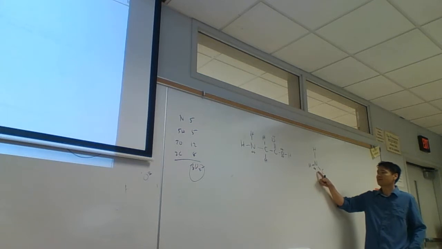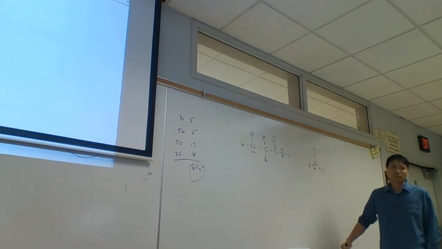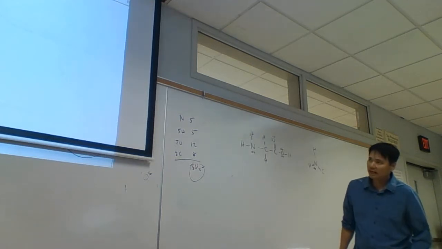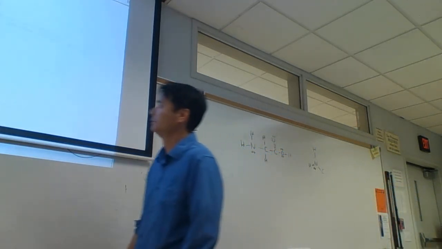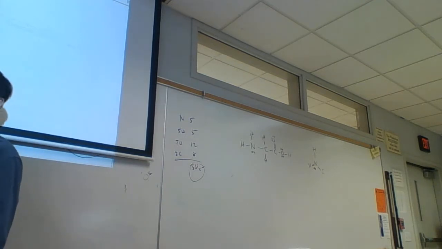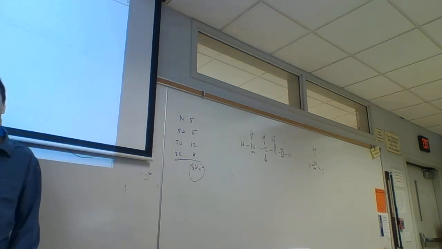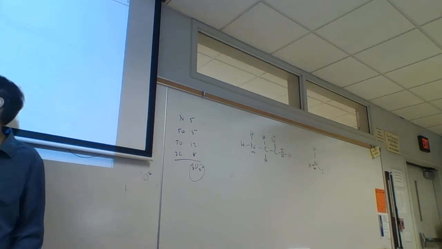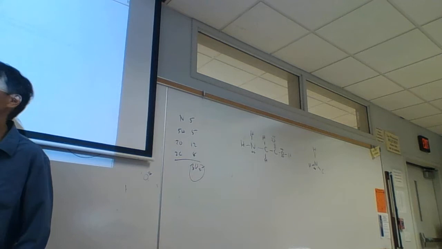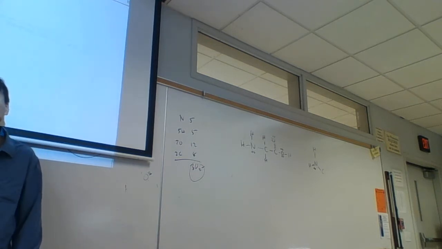Okay, actually, before we build the whole thing, what is the molecular geometry? Trigonal pyramidal. Trigonal pyramidal is the molecular geometry. What is the ideal angle? 109.5.